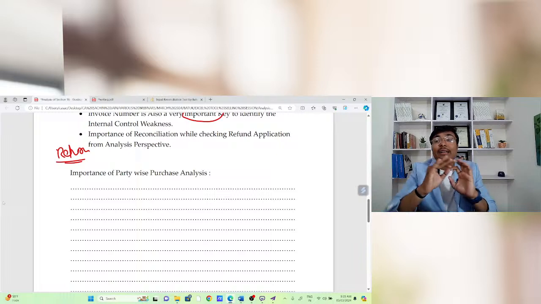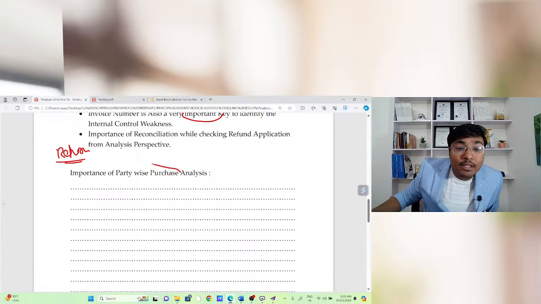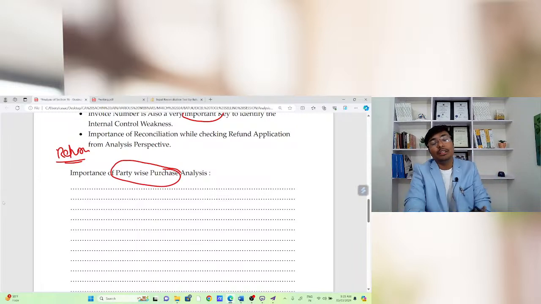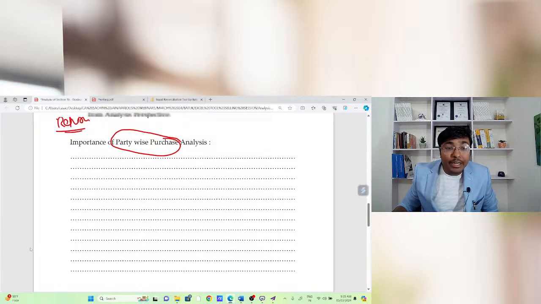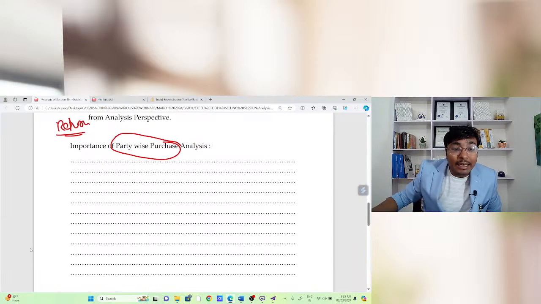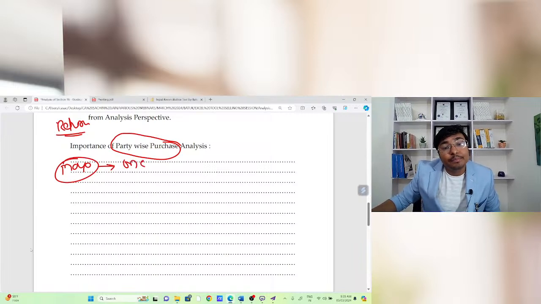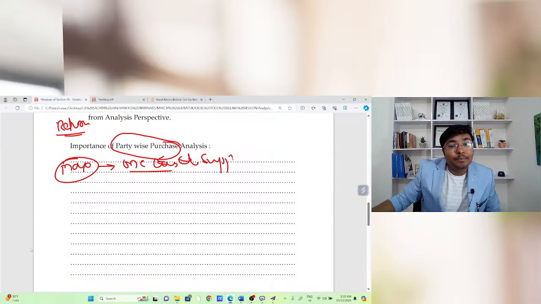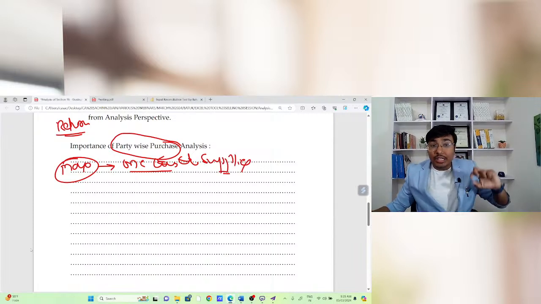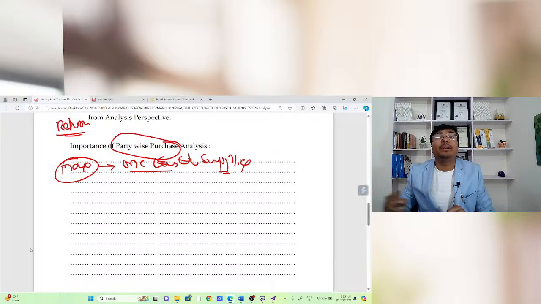Also, when you conduct a business audit, at that time the party-wise purchase plays a very important role. Sir, what is the role of this? Because suppose during a particular financial year, the client has bought the maximum amount of purchase from one supplier, in that case you just need to check the invoices of that particular supplier.